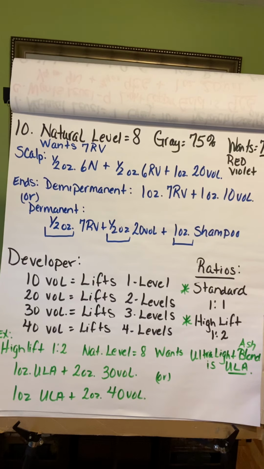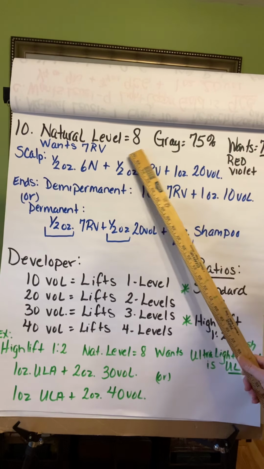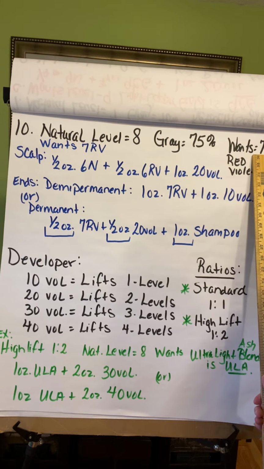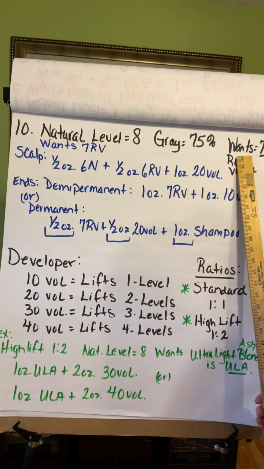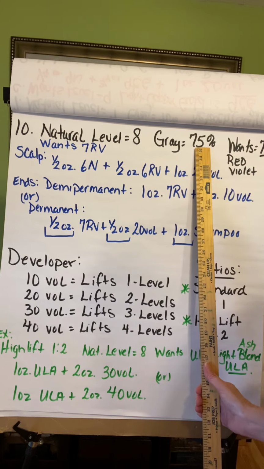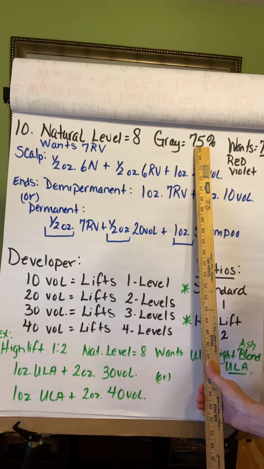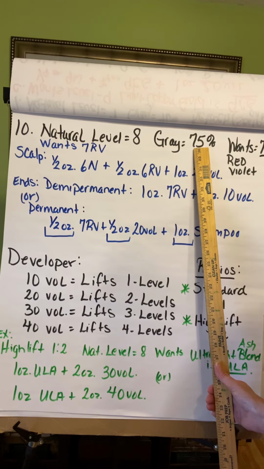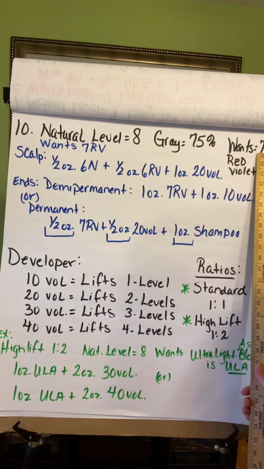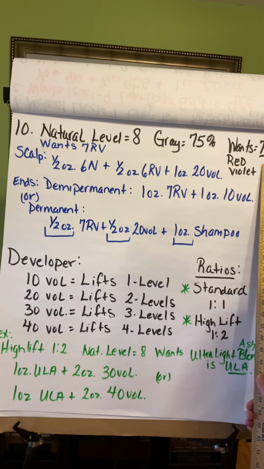Okay, number 10, her natural level is an 8. She's at 75% gray, and she wants to be level 7 red violet. Okay, so when I look at this, she's 75% gray. So at 70% gray, I have to formulate 1 whole level darker. I have to do 1 whole level darker. She wants to be a level 7 RB.